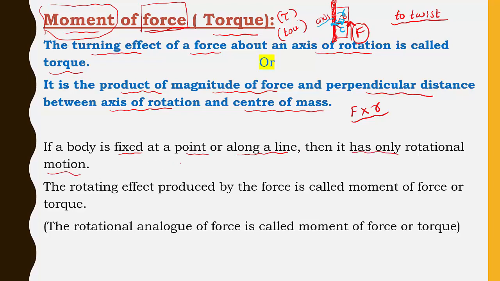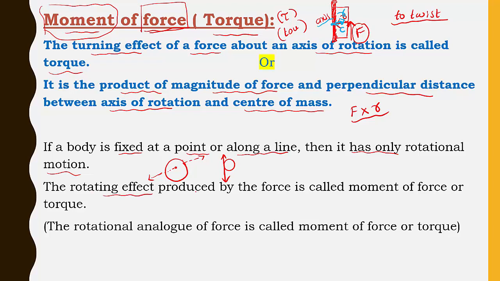The difference you can observe. This is a body. This body is fixed to a point. If I consider this as one point, then through this point the axis of rotation is passing, or it may be along a line like this. Either you can consider the axis through a point or along a line. Then it has only which motion? Rotational motion, because when we apply force it has rotational motion.